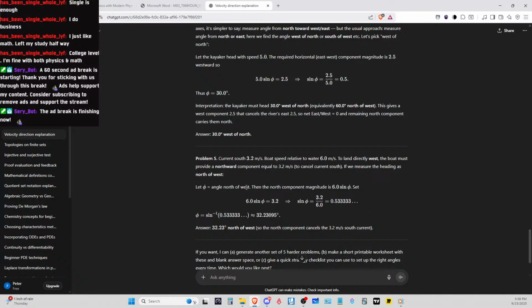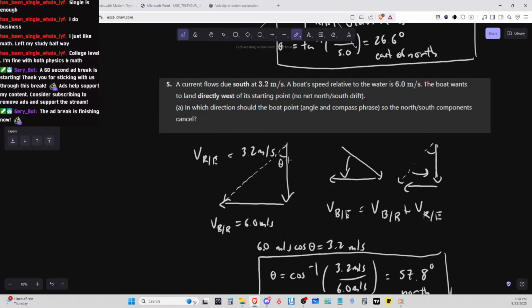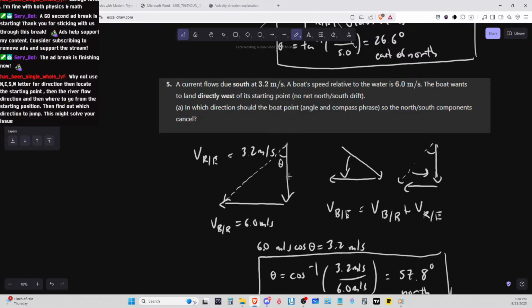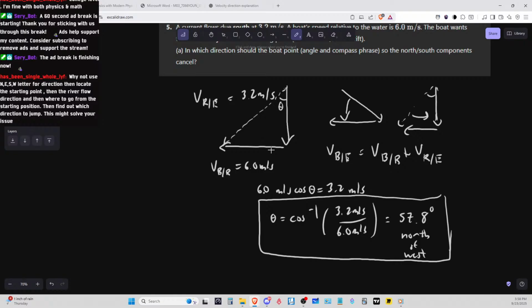So the angle north of west. The way we drew it, maybe we had to draw the angle like up, I mean the vector here. Maybe that would have been better. Why not use N, E, S, W letters for the direction, then locate the starting point, then the river flow direction, and then where to go from the starting position, then find out the direction to jump. This might solve your issue.